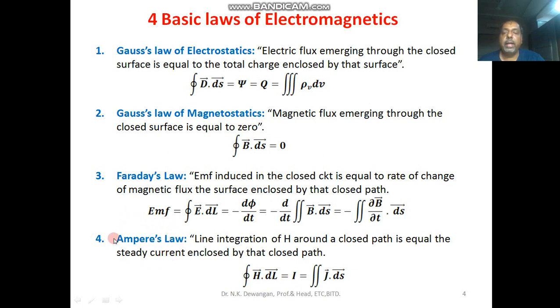Why did Maxwell modify Ampere's law? He did not modify the other three laws, Gauss law of electrostatics, Gauss law of magnetostatics, and Faraday's law, but he wrote these three laws in differential form. But apart from writing this in differential form, the fourth law, Ampere's law, Maxwell modified because it is in violation with the continuity equation. So we will see that next.